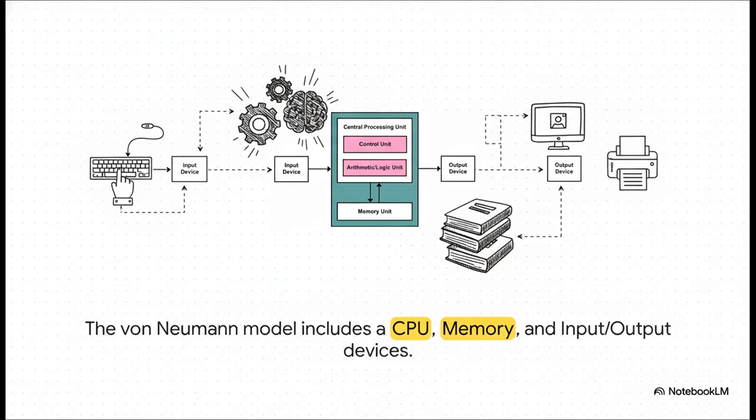You've got the CPU. That's the brain. It does all the thinking. You've got memory. That's like the computer's short-term scratch pad where it holds data and instructions. And then you have input and output. Your keyboard, your mouse, your monitor. The stuff that lets you talk to the computer and lets it talk back to you. Brain, scratch pad, and a way to communicate. Super simple, but unbelievably powerful.